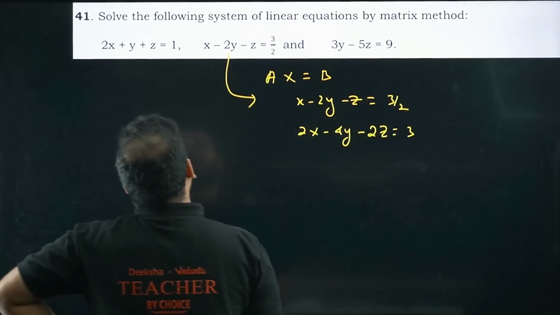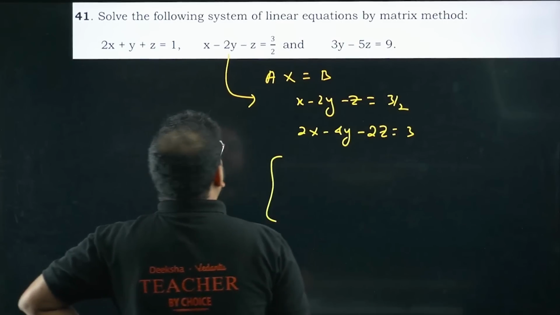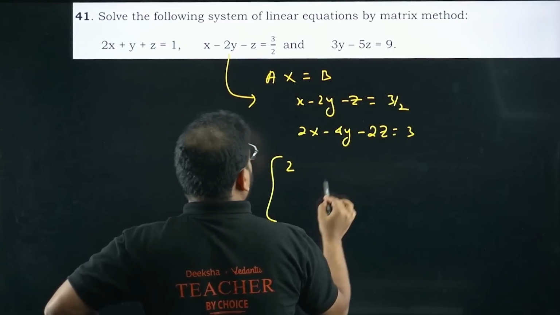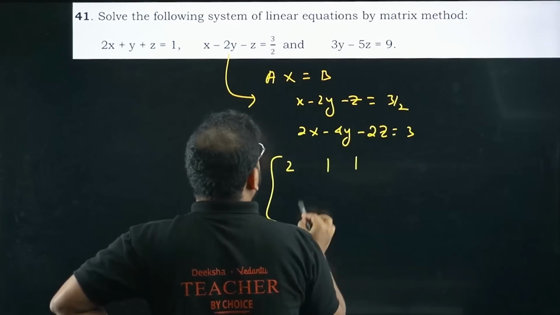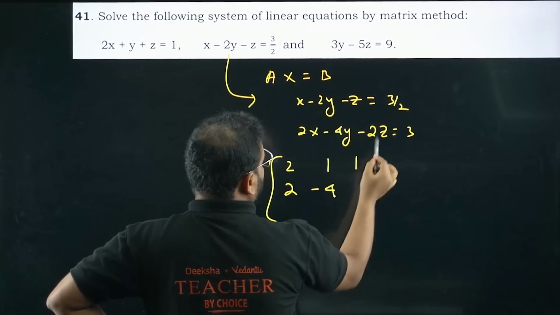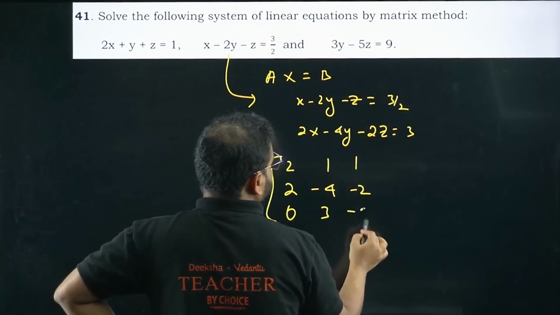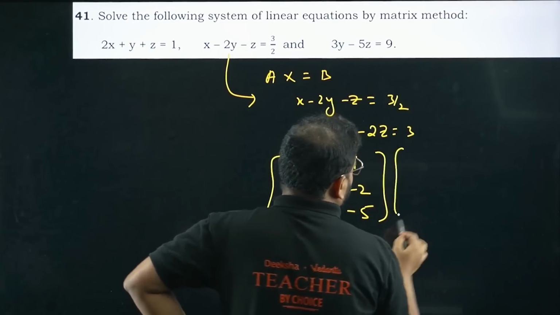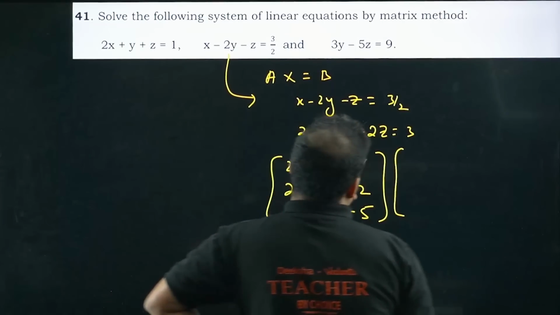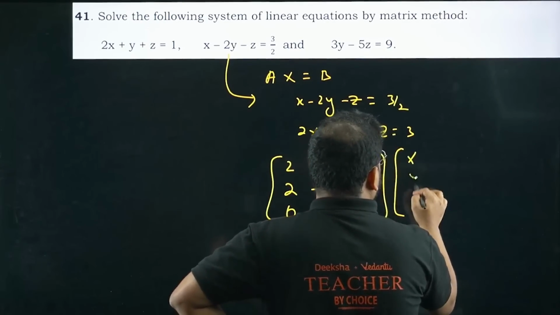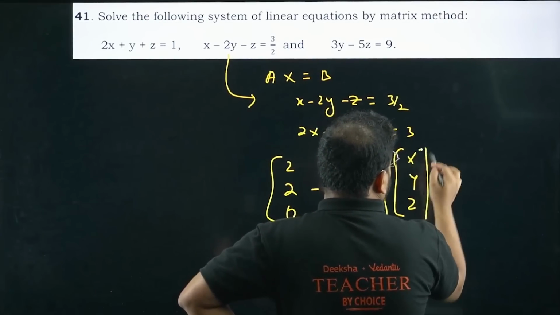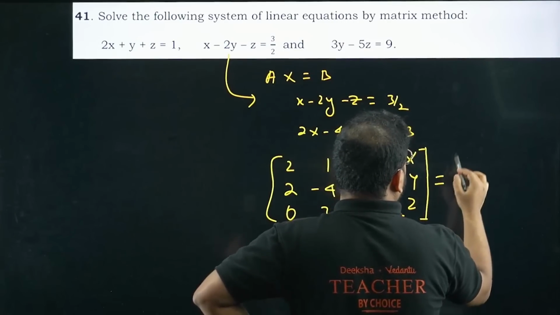Okay, now take the matrix, bacha. It'll become 2 1 1, then 2 minus 4 minus 2. From here I have 0 3 minus 5. This with what I have, please check. This with x, y and z. Okay, and this will be equal to how much?